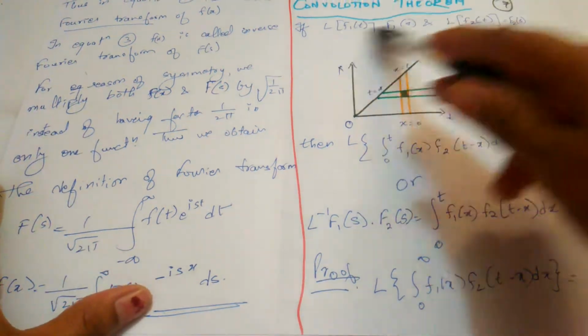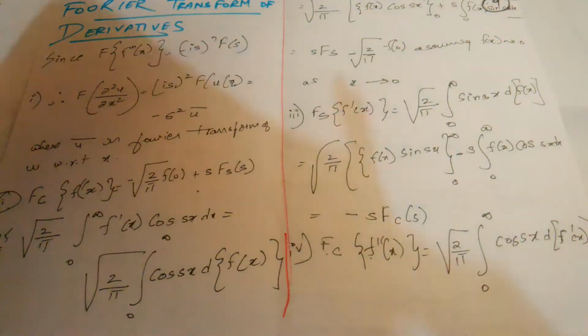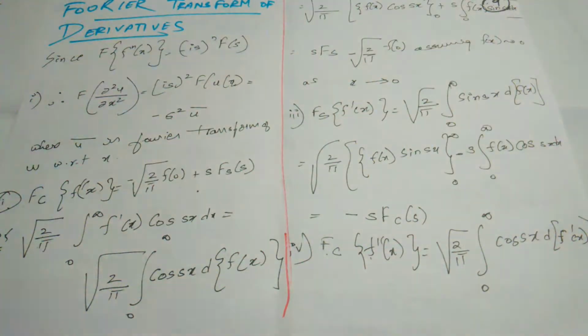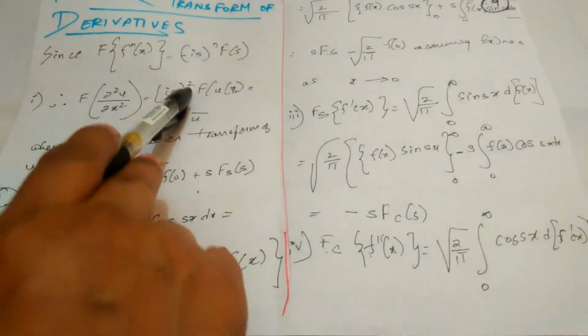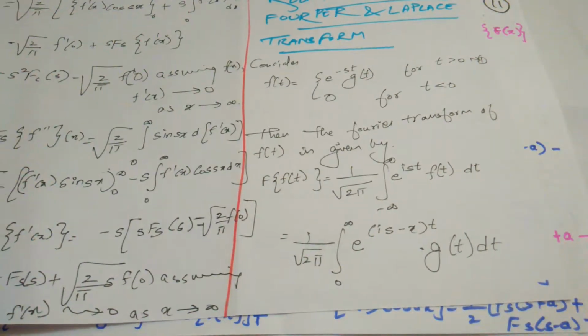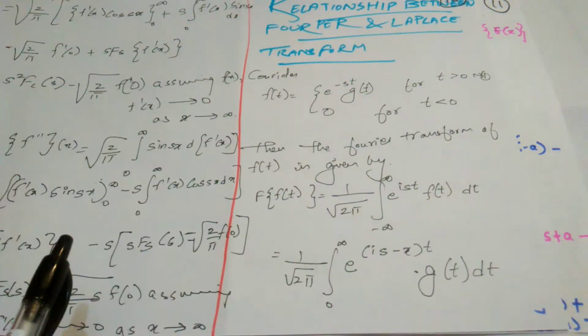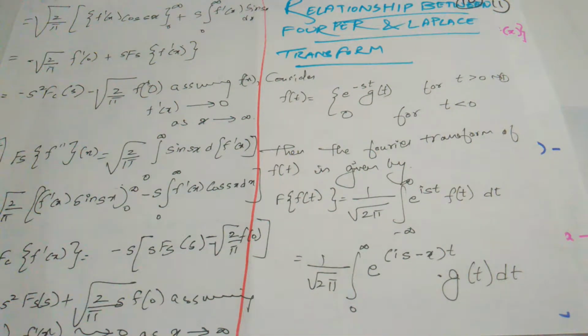Fourier transform. We have done one more theorem called Convolution Theorem. Then we have done the Fourier transform of its derivatives. So this was our first, second, third, fourth, fifth, 5 derivatives we have done. Later on we have given a proof for the relationship between the Fourier and the Laplace transform.